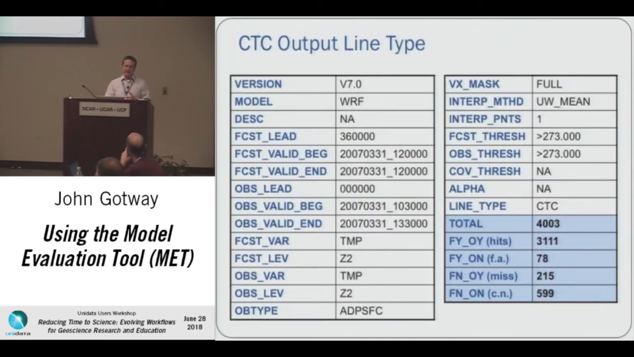So here's an example of a single output line from the point stat tool. This is a 2x2 contingency table, and I've shown here the column name and the value. You can see that the first 21 header columns are common to all the output line types. And then here are the ones highlighted in blue. These are the actual data columns that are associated with the contingency table count line type, which is basically just a 2x2 table of hits, misses, false alarms, and correct negatives.